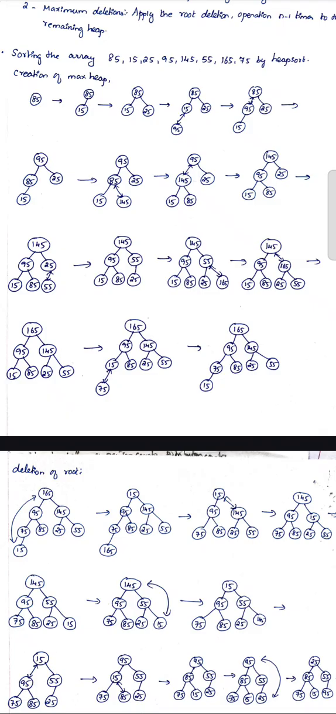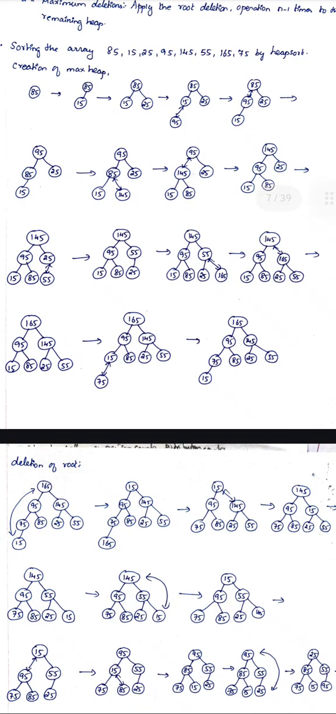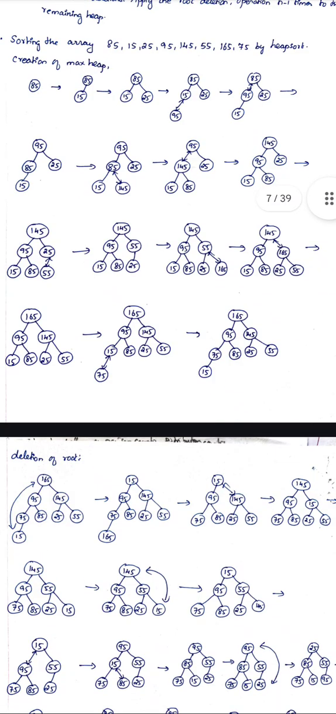Now the heap is constructed. 15 should be added on the left-hand side of the 85, then on the right-hand side will be 25, then we have 95. Then we compare 95 and 15, which is less, and again that is compared with 85, which is less. So 95 is taken at the top. Then the next element is 145. 145 should be added at the right-hand side of the 85, but comparing it gives the less value, so it is taken up, and again it is taken up.